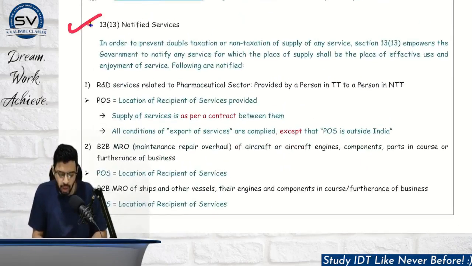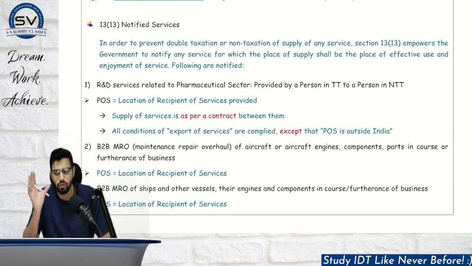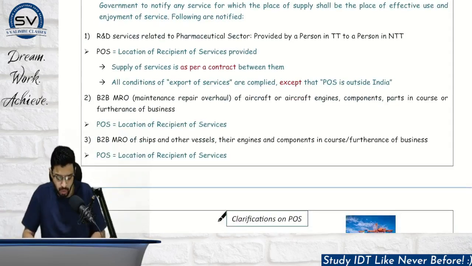Notified services, this is not very important. Basically, to prevent double taxation or non-taxation, the government can say that, ignoring everything else, for notified supplies the place of supply will be the location where the actual use of resources is happening, where the service is actually enjoyed. With respect to that, you have to cover just three points. These three points are not very relevant from your exam point of view, but let's see.